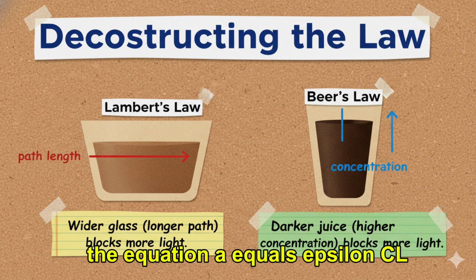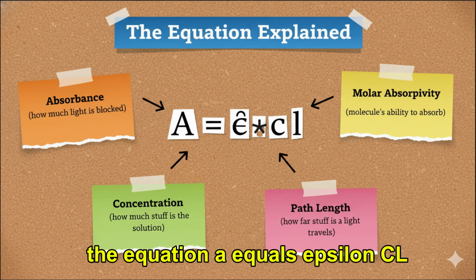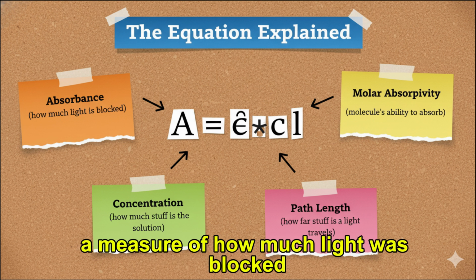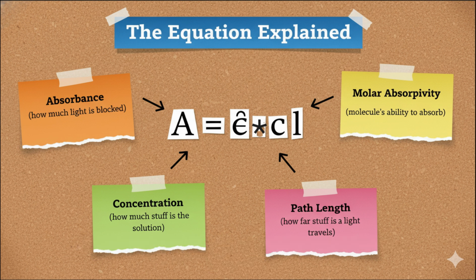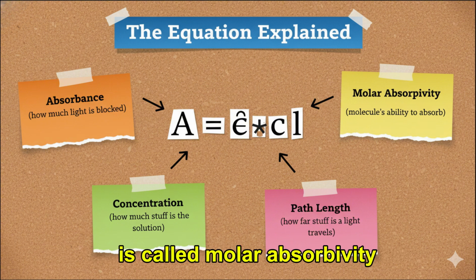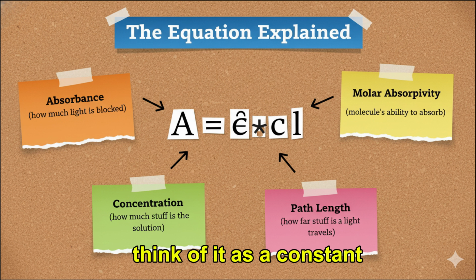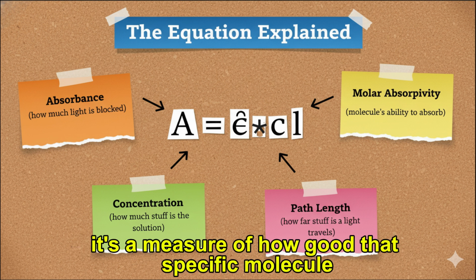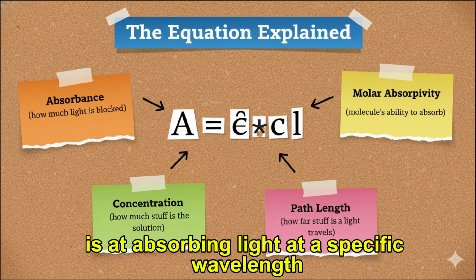The equation, A equals epsilon C L, just combines these ideas. A is for absorbance, a measure of how much light was blocked. And that little Greek letter, epsilon, is called molar absorptivity. Think of it as a constant that's unique to the substance itself. It's a measure of how good that specific molecule is at absorbing light at a specific wavelength.